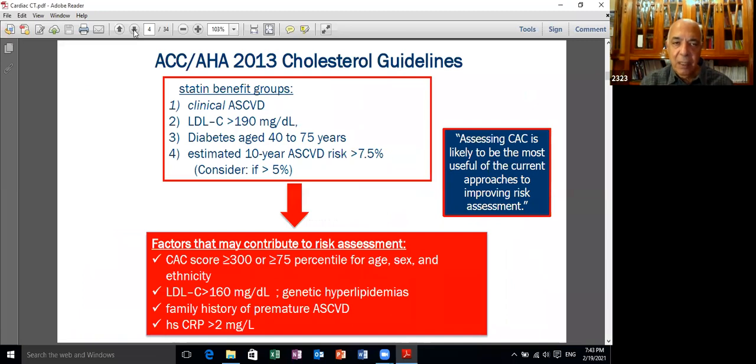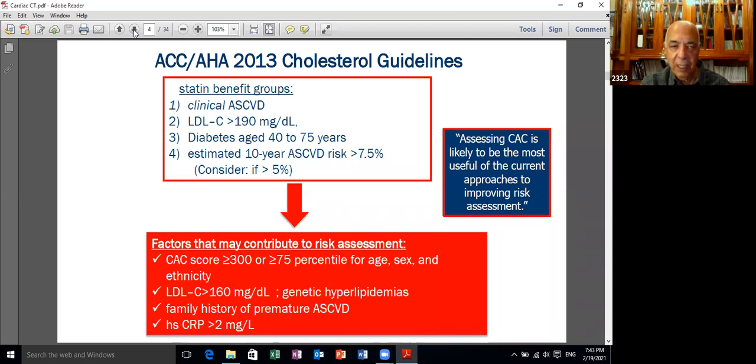Now, in 2013, updated in 2018, came the statin guidelines, or the cholesterol guidelines. And everyone knows now, at least from the first of the two lectures on preventive cardiology, that statins are of considerable benefit in four subsets: clinical atherosclerotic cardiovascular disease, or familial hypercholesterolemia with LDL cholesterol more than 190 milligrams per deciliter, or patients with diabetes between the ages of 40 and 75 years.